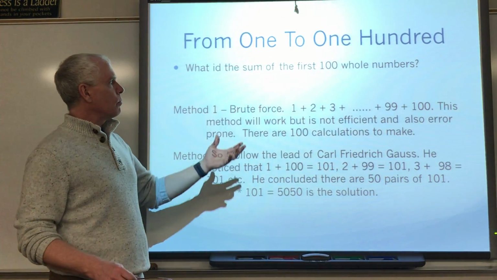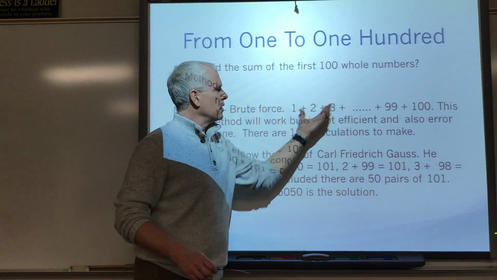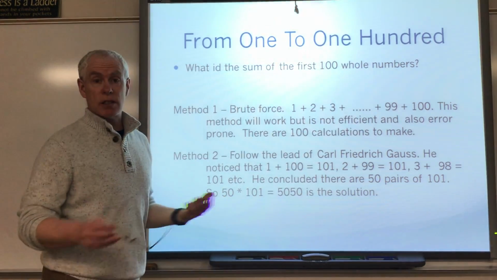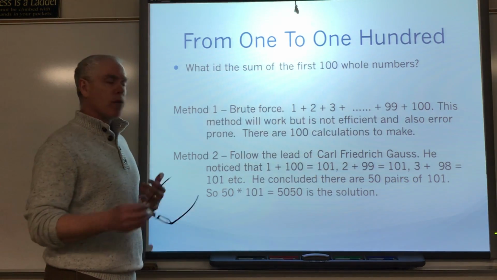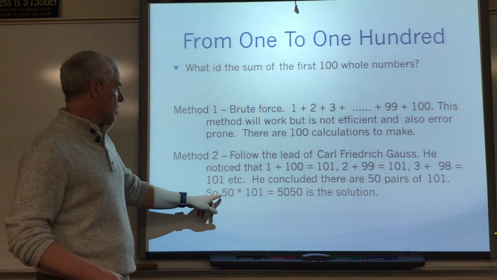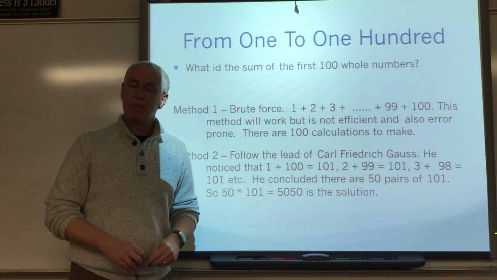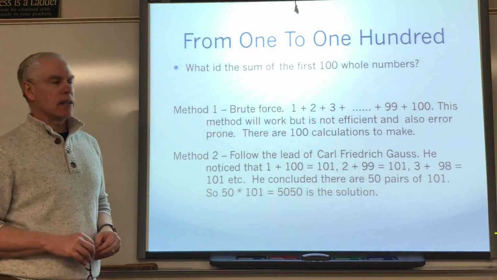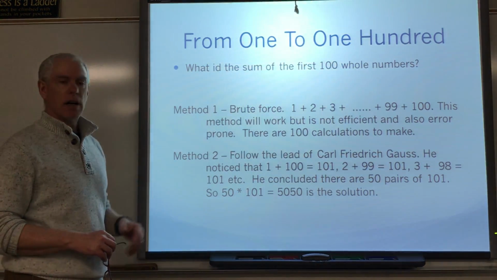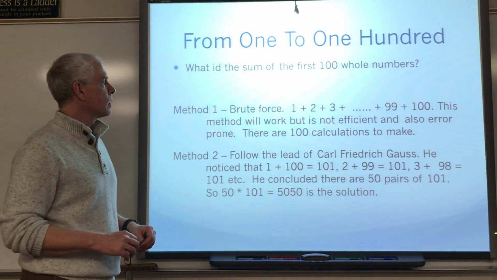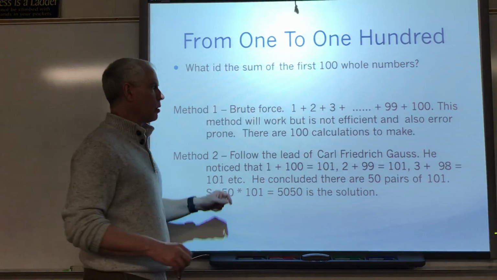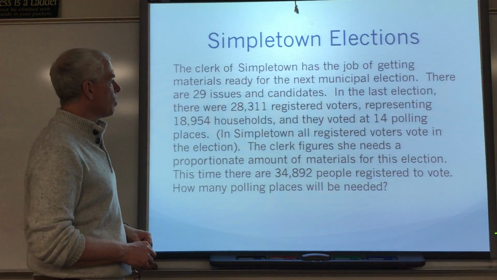Well, then he said, if I pair these, first and last, there's 50 pairs because there was 100 numbers. And all of those pairs add up to 101. So if I take 50 times 101, I get 5,050, an easier way. A lot less calculation, probably a lot better chance of being more accurate. Okay, so that's one way of looking at a smaller, more relatable problem. Okay, how about this one?